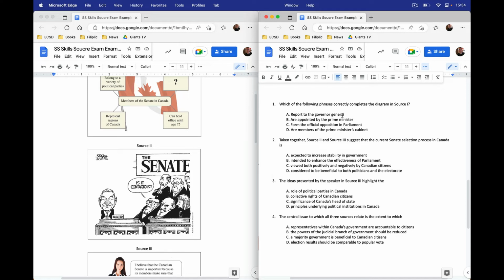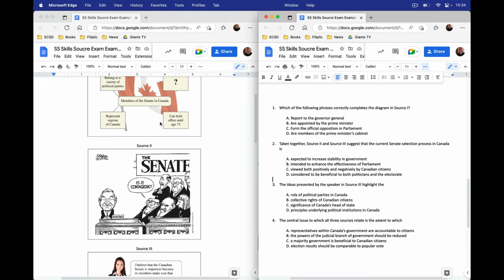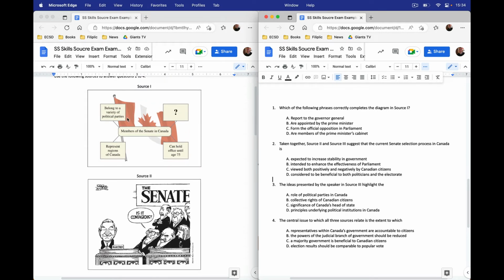Question number 1, which of the following phrases correctly completes the diagram in source 1? Head back to source 1, and that's this image right here. We're figuring out what the question mark is going to be. So, do members of the Senate in Canada report to the Governor General? That's coming from our content of Grade 9 Social, and you would know the answer to that is no.